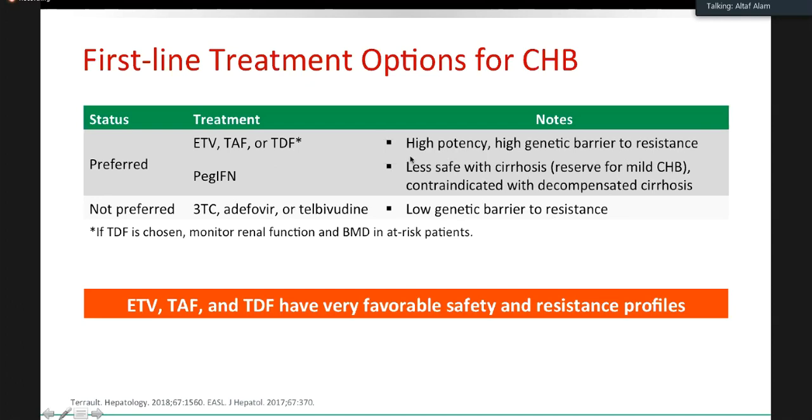All these oral drugs are so far considered safe for up to 8 to 9 years of use, are of high potency with high genetic barrier for resistance. So they can be used safely with good outlook in patients with chronic hepatitis B.